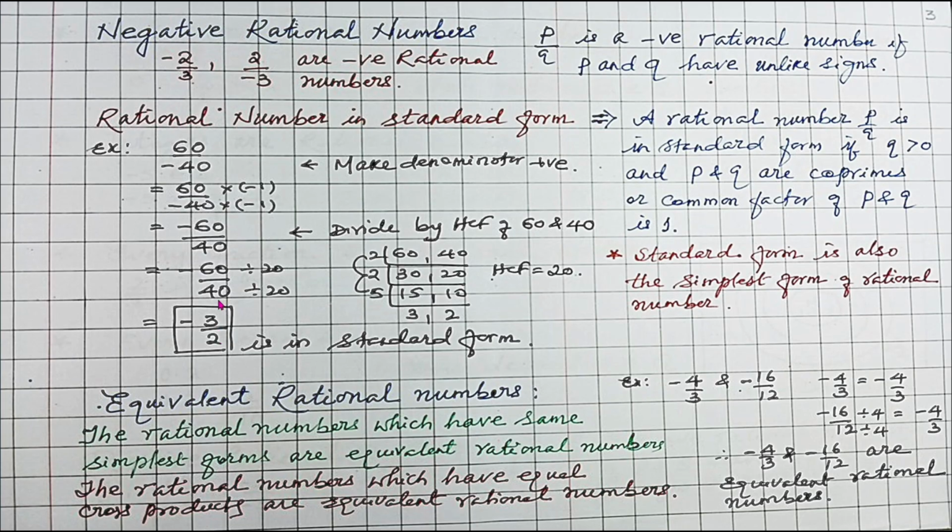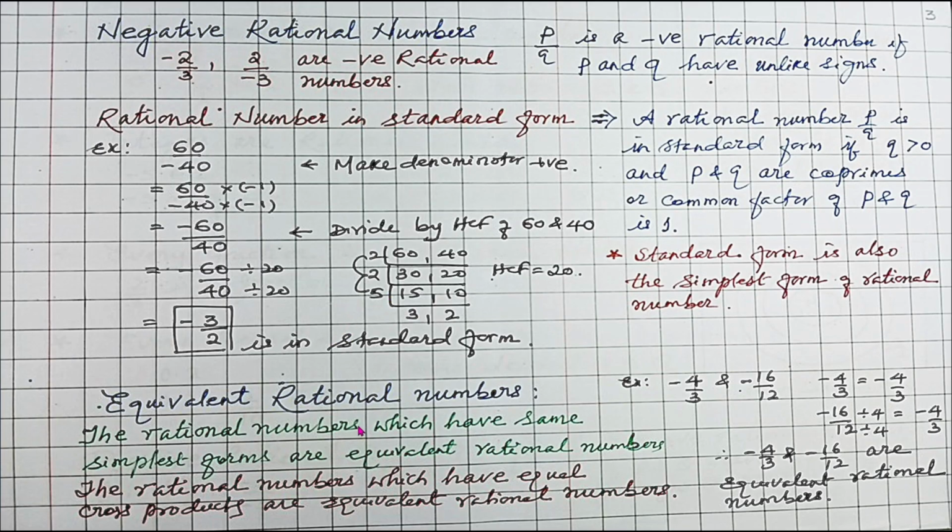Therefore, the procedure is, a rational number p by q is in standard form if q is greater than 0 and p and q are co-primes, or the common factor of p and q is 1. Standard form is also the simplest form of the given rational number. Therefore, minus 3 by 2 is the simplest form of 60 by minus 40, where 3 and 2 are co-primes, and there is no negative sign in the denominator. You have to follow this procedure to write a given rational number in standard form or in the simplest form.